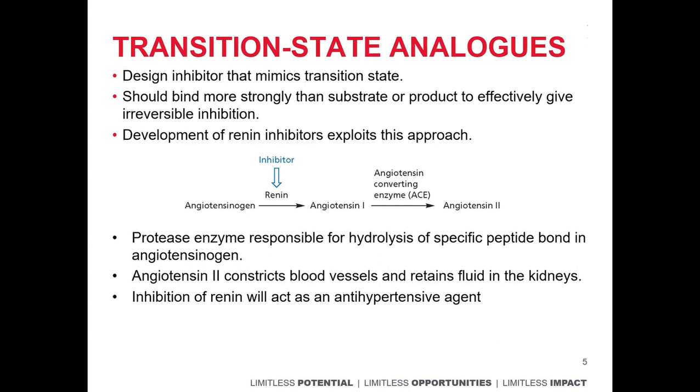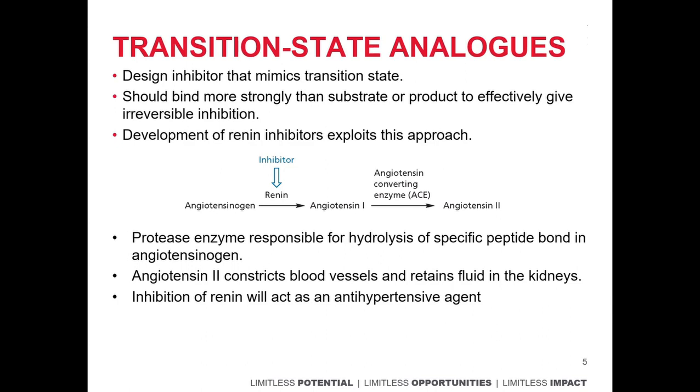Now, renin inhibitors mimic the transition state analogue of angiotensinogen when it's bound to the renin. And so what happens is the inhibitor will bind very strongly to the renin and prevent it from converting angiotensinogen into angiotensin 1. This means that the production of that is inhibited, and so we can't produce angiotensin 2. There's no angiotensin 1 for ACE to be able to turn over.